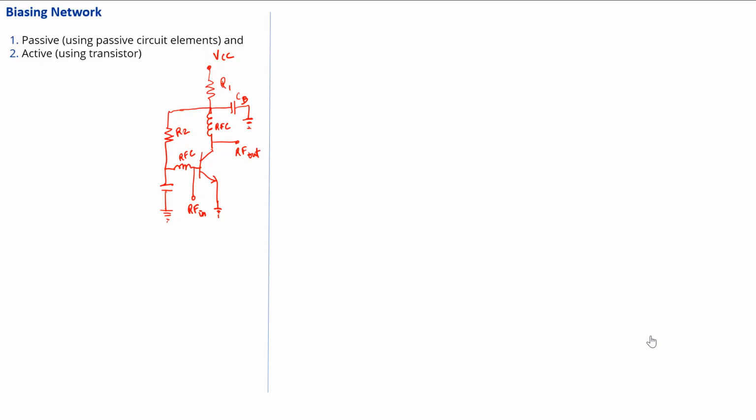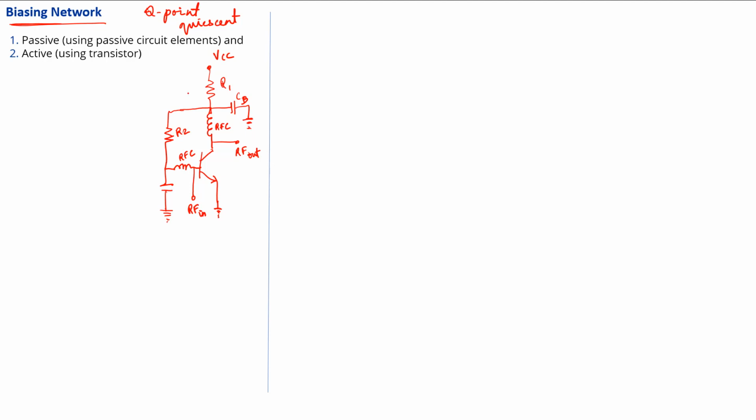So let's look in more detail at a biasing network for an amplifier. Essentially, the biasing network is used to set the quiescent point, namely the Q point. It determines, when there is no RF input, what the collector current flowing through the amplifier, through the transistor, will be.